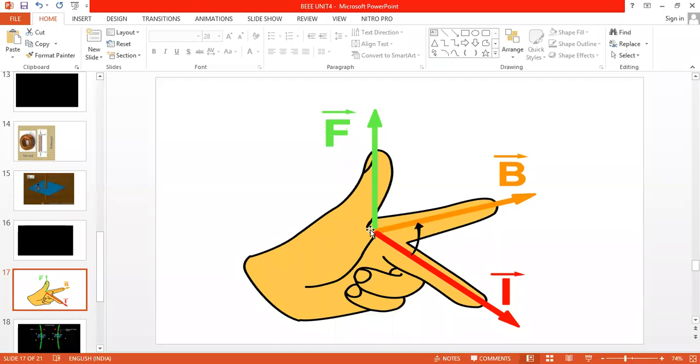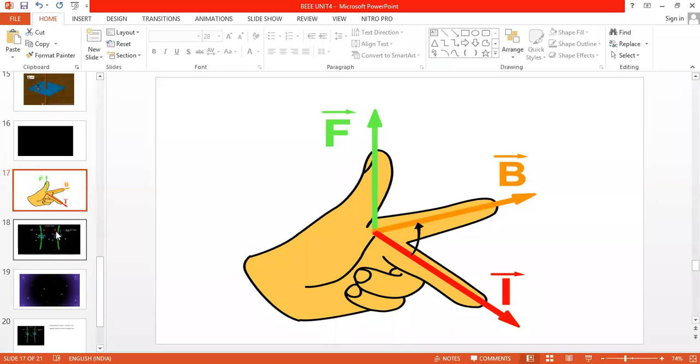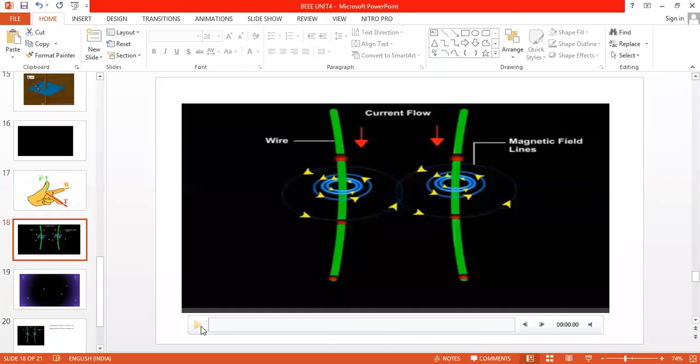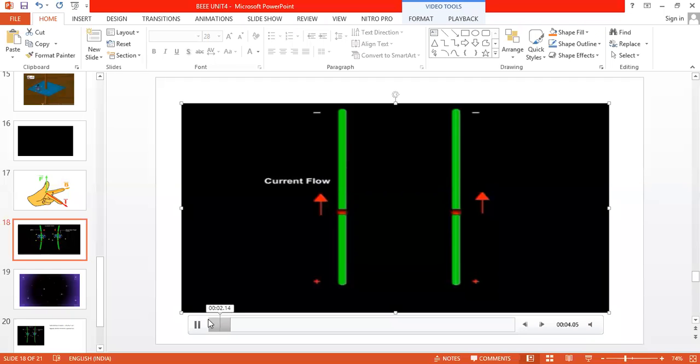We cannot see the magnetic field, but we can experience it. Yesterday we have seen iron filings are arranged in proper direction. Now you see one video first, then you'll understand. So you see the video first, all of you. Is the video visible to all of you? Green color conductors. Yes, sir. I am giving you two conductors.